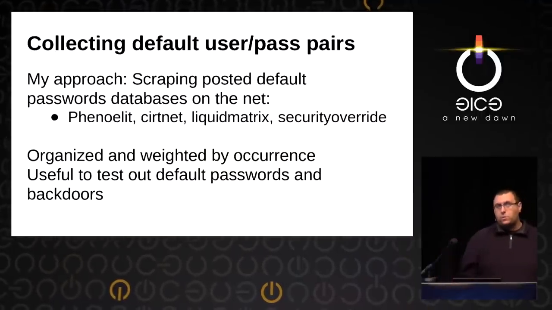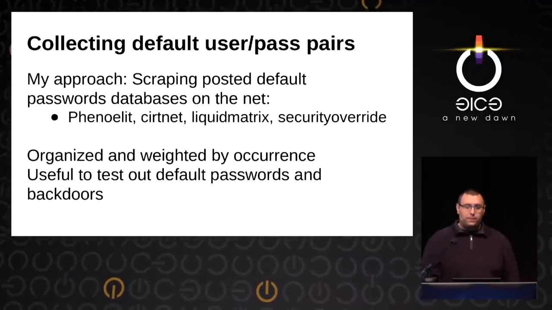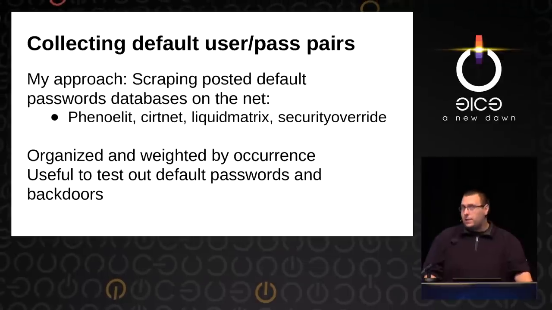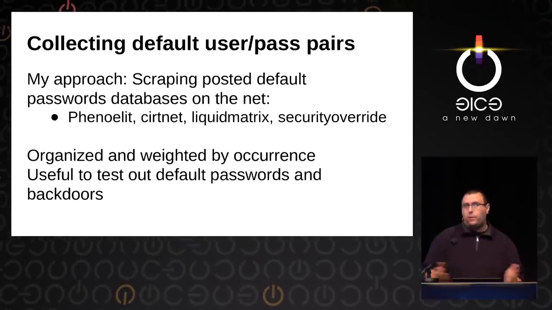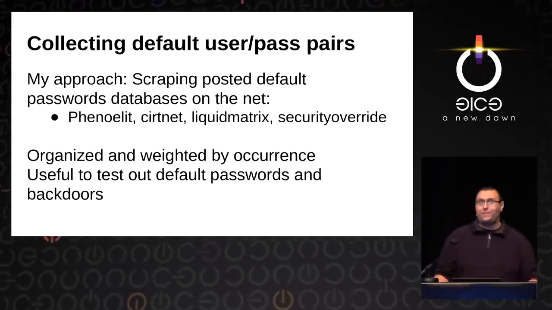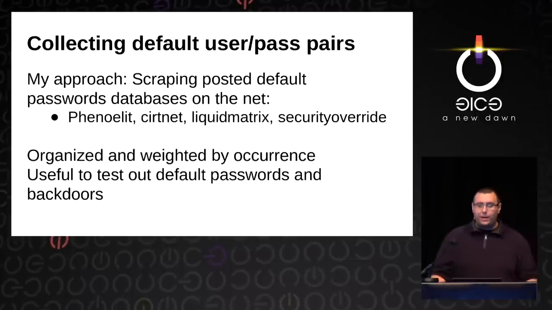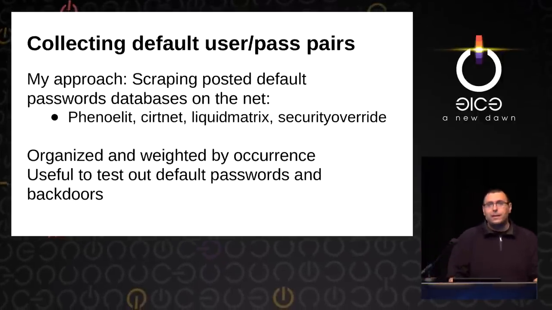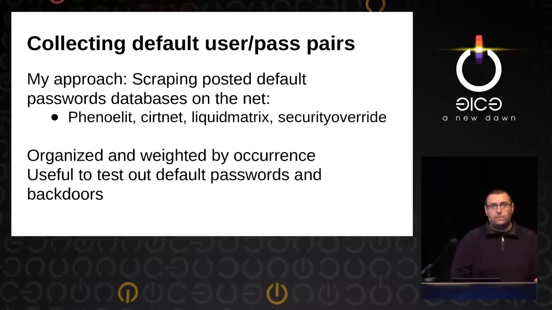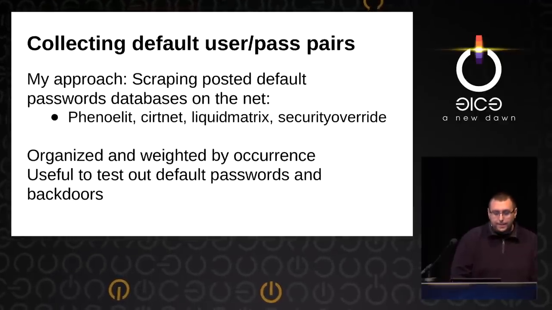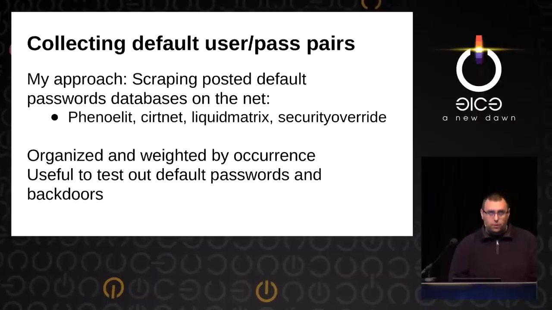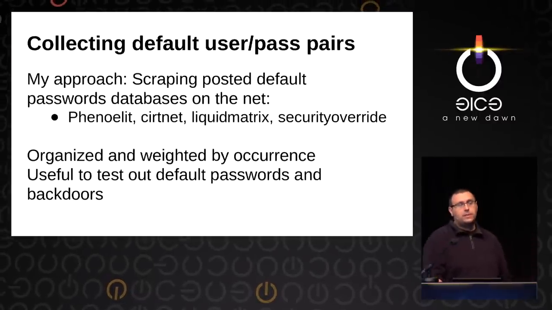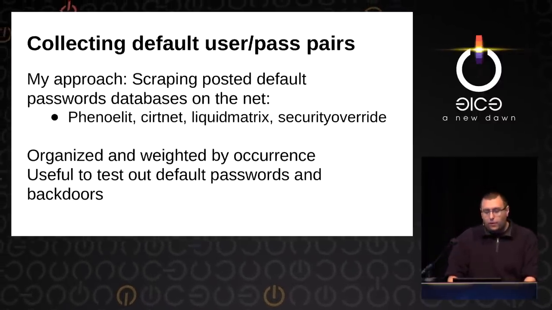So if you want to collect default user and password pairs, one of the ideas I did was just simply scrape all default password lists. So I would like to first thank all the nice guys from Fino Elite, CertNet, Liquid Matrix, DexNet, Security Override, that left their password lists of default devices on the net. They're crawled and, of course, organized and weighted by occurrence, which is useful to test if a simple device has a forgotten password.